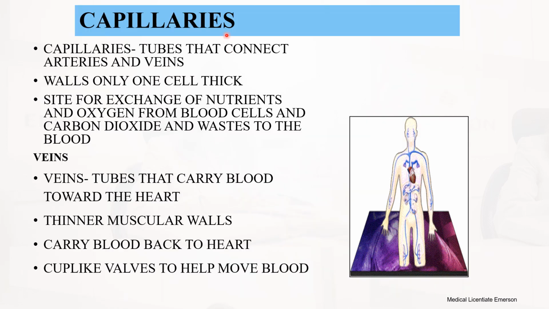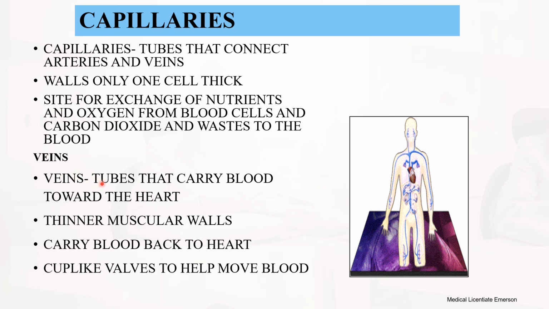Then let's go to the capillaries. Capillaries are tubes that connect arteries and veins, one cell thick, and they are a site for exchange of nutrients and oxygen from the blood vessels, and carbon dioxide and wastes to the blood.